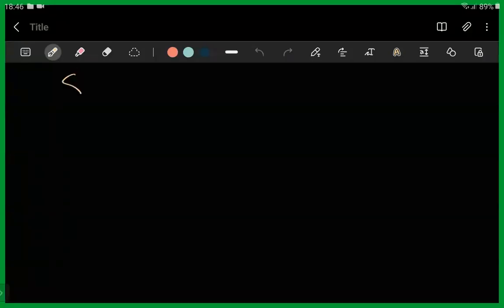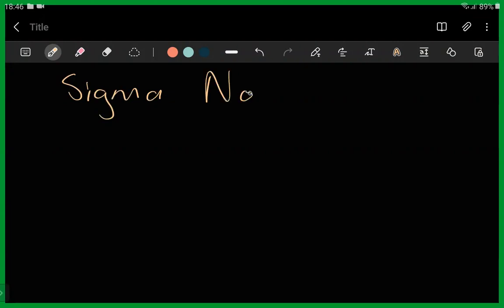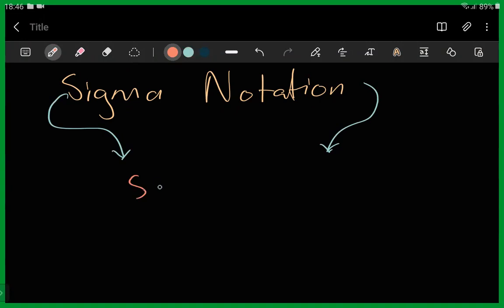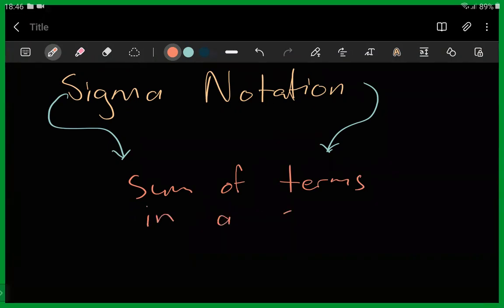Sigma notation. So the idea with sigma notation is that it is just brought in when you consider the sum of terms in a sequence, or a series rather. Sum of terms in a series.